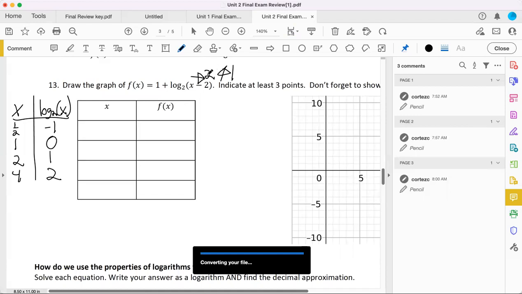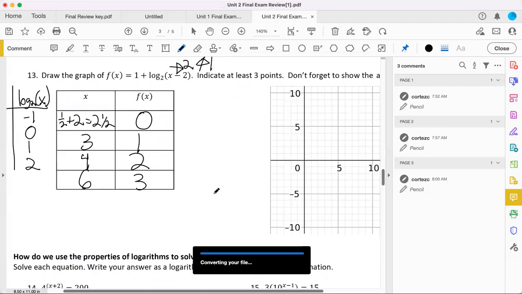So then this is saying really just move all of these x coordinates to the right 2 units and then go up 1 for f of x. So this would be 1/2 plus 2 to get 2.5. Add 1 to this, so it's 0. Go right 2. So this is 3, 1. 4, 2: 4 plus 2 gets you 6, 2 plus 1 gets you 3. Those should all be good. I'll leave it up to you to graph it.